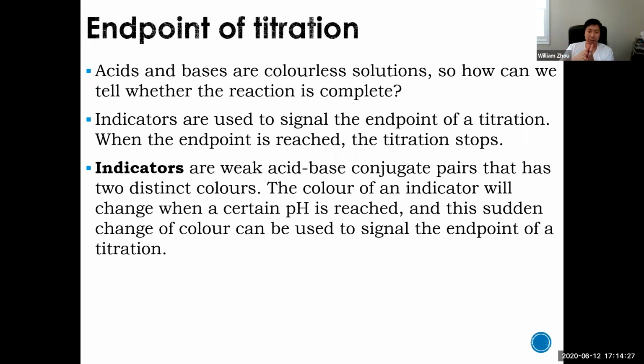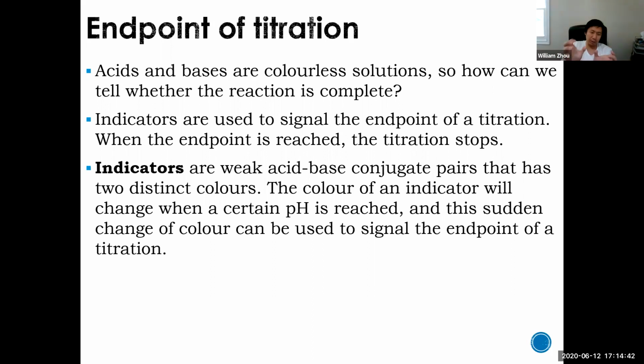Well, indicators are weak acid-base conjugate pairs. You should know what that means by now. A weak acid in equilibrium with its conjugate base. And now the acid and the base conjugate pair have two distinct colors.